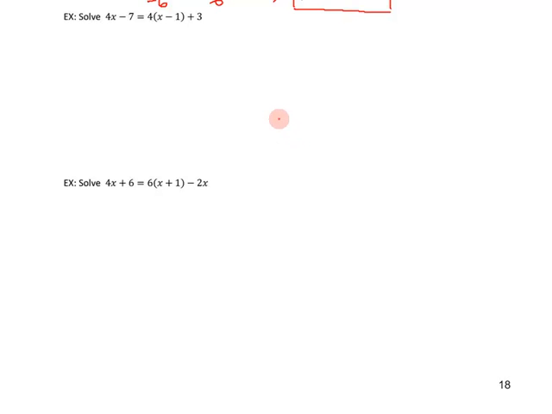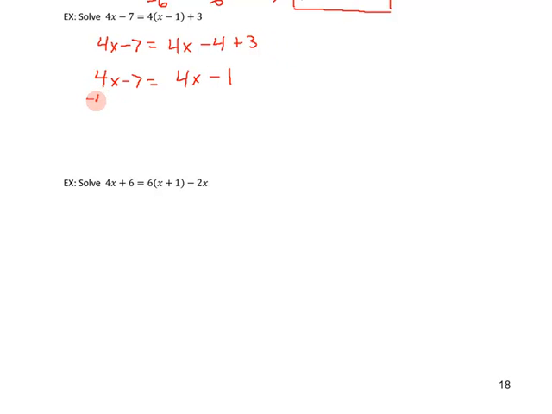Now I want to take a look at a couple of other equations that throw us a curveball, if you will. They surprise us with something that happens as you go through the steps to solve these, the same way that we've gone through the steps before. You see that you have 4x minus 7 is equal to 4x minus 4 plus 3, or 4x minus 7 is equal to 4x minus 1, just by combining like terms. I distributed the 4 and then I combined the like terms, so both sides are now simplified.